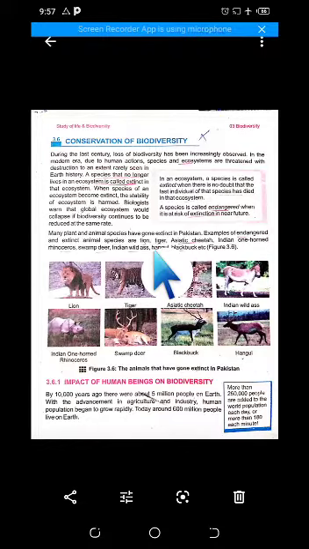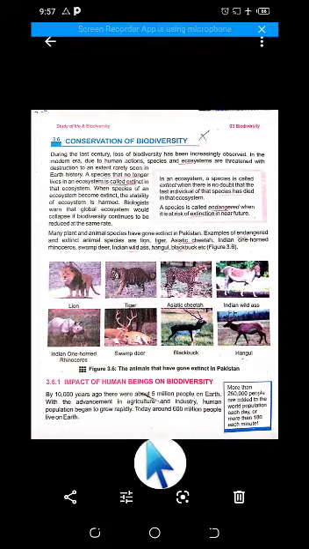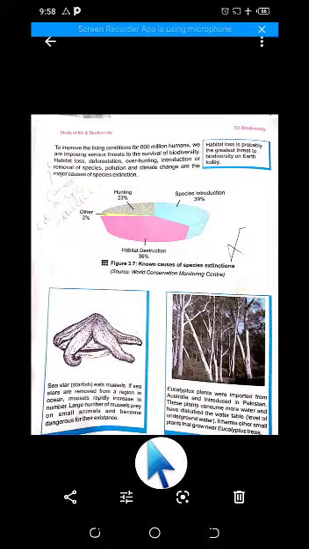Okay. Then comes the topic 3.6.1, impact of human beings on biodiversity. How is biodiversity being affected by humans? What are humans doing that affects biodiversity? We know there are about 600 million people living on the earth. The world population is increasing day by day. So they are doing multiple things to the biodiversity. Why are there serious threats to biodiversity from human actions?